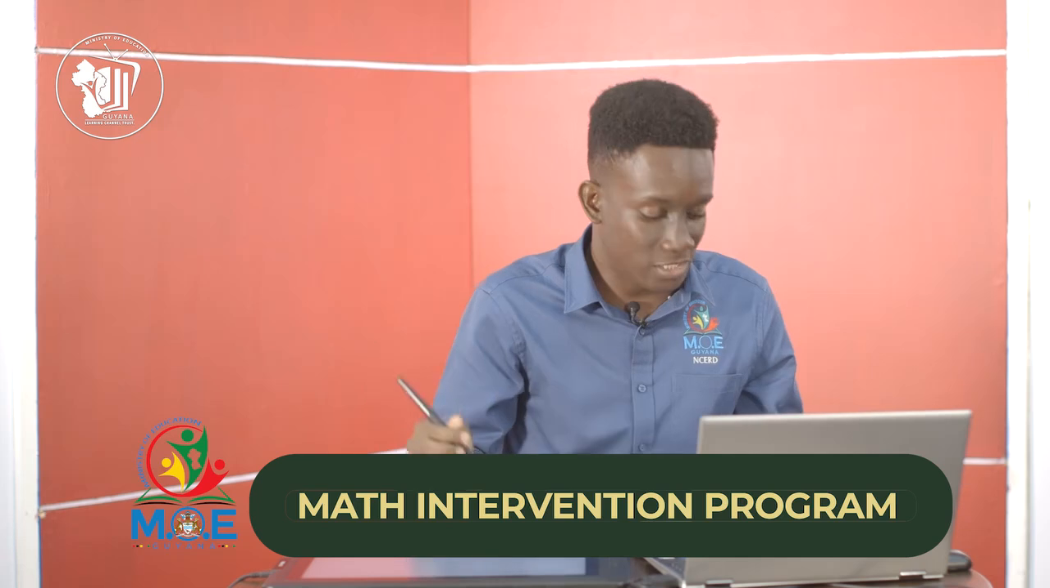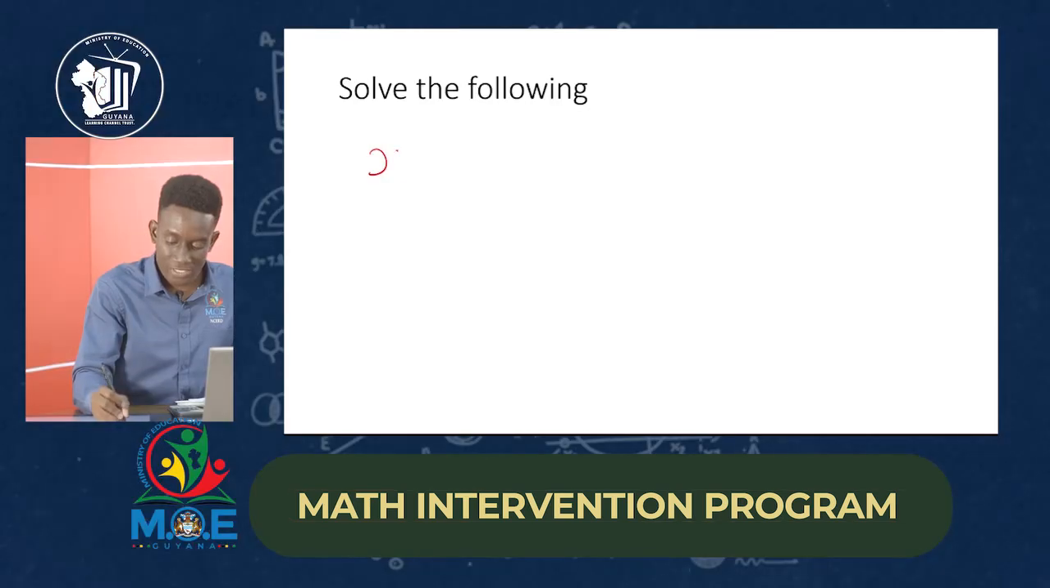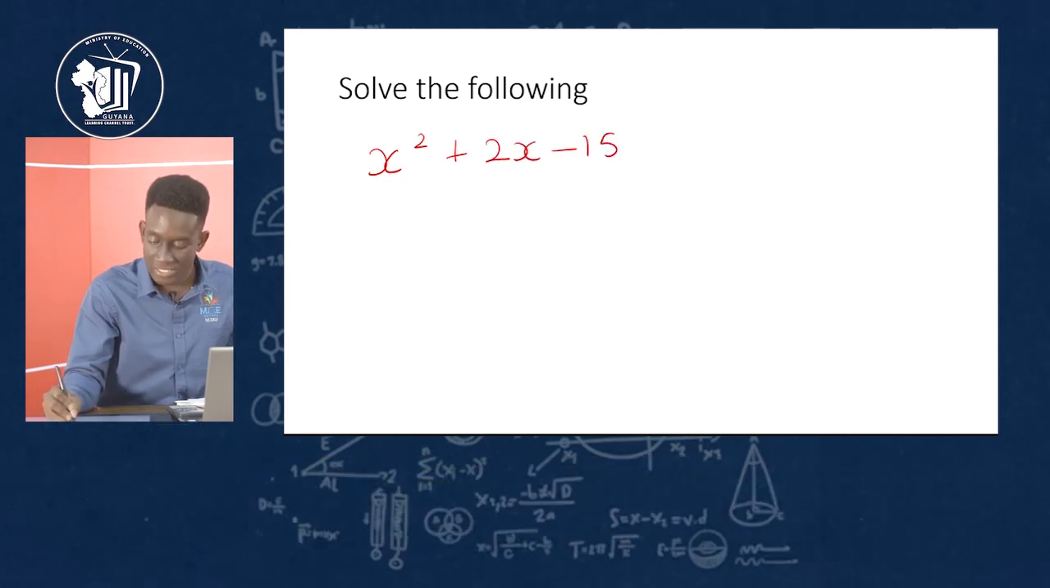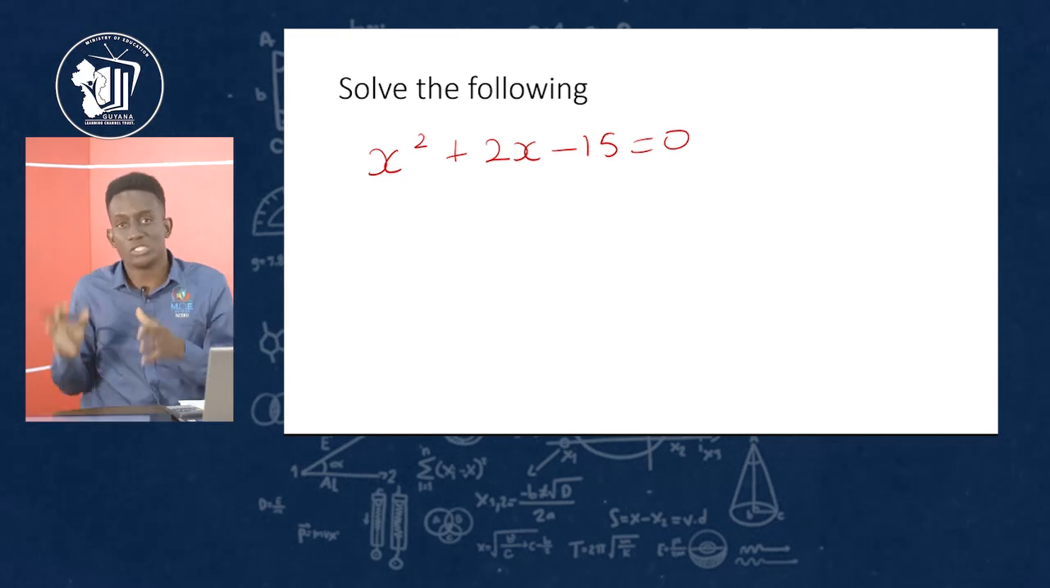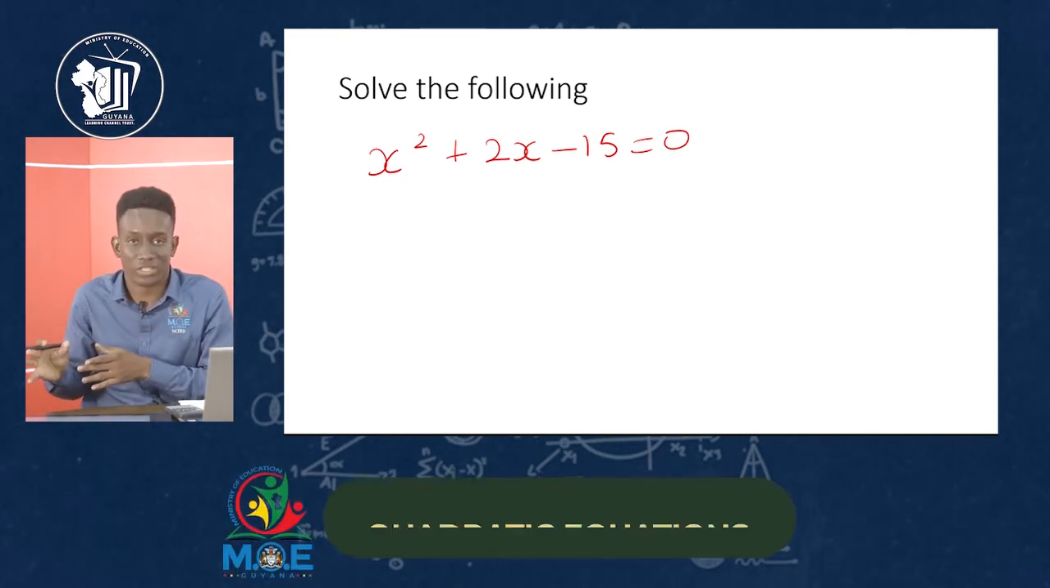And with that, it has brought us to the end of this video. And I trust that now you have a better understanding of how you can use the quadratic formula to solve any quadratic. And with that, I'll leave you this question to practice. So I want you to solve this equation. So you'll have x squared plus 2x minus 15 is equal to 0. And I want you to solve this using the quadratic formula.